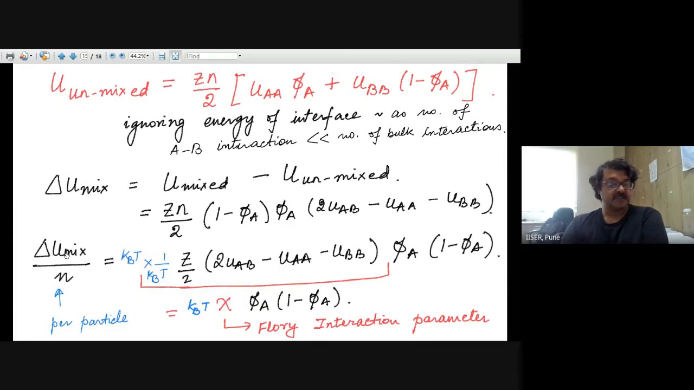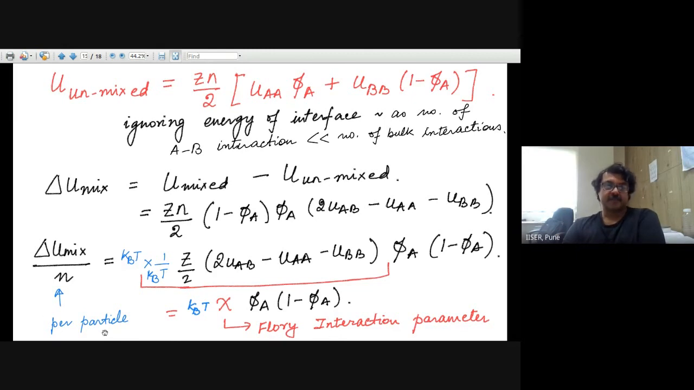And if you like, the energy of mixing per particle, small n, can be written by introducing a kBT here and a kBT in the denominator. This entire quantity, the energetics of pair interactions divided by kBT, is called the Flory interaction parameter, chi. Now this is the quantity which is determined experimentally, and when you are discussing the phase diagram of polymer solutions, of course that's just the beginning, and then you go on and look at many other things, but this is the beginning. So basically you talk about the Flory interaction parameter, right?